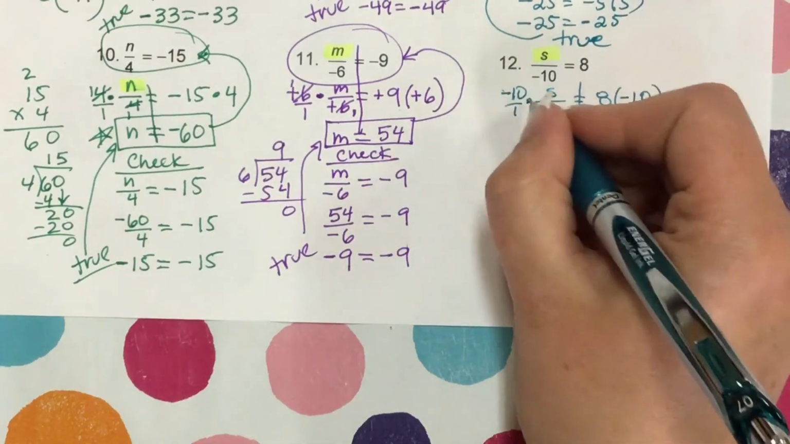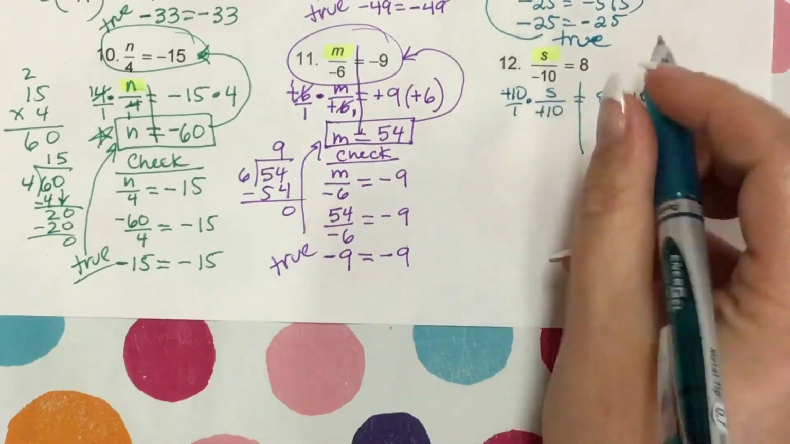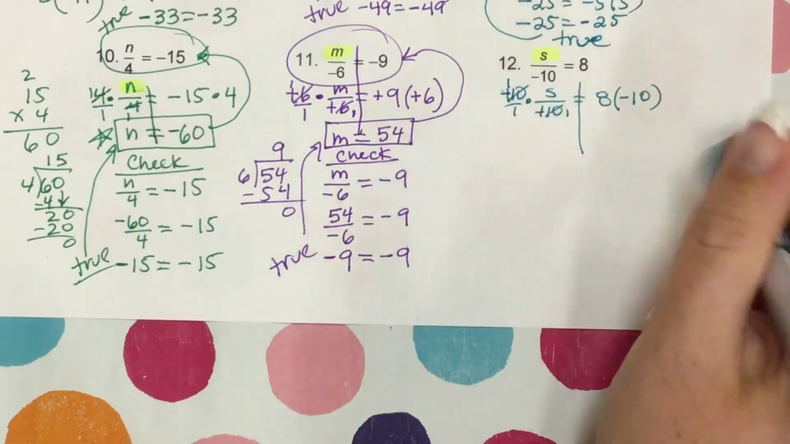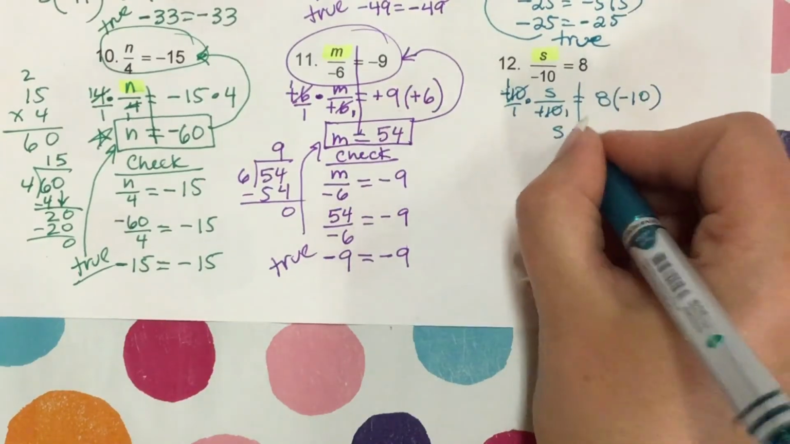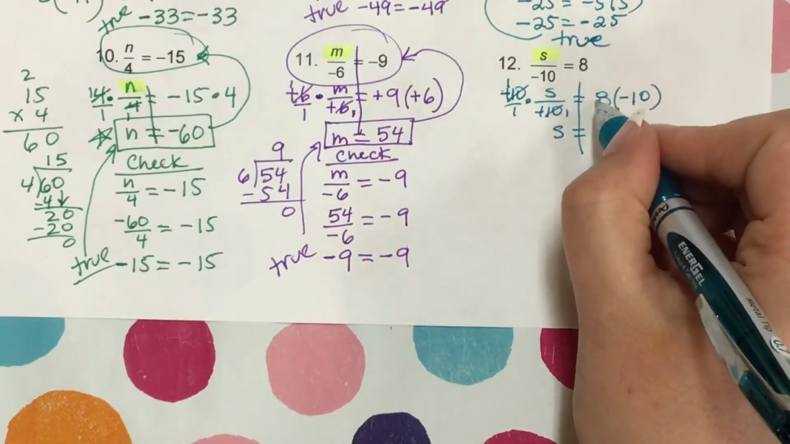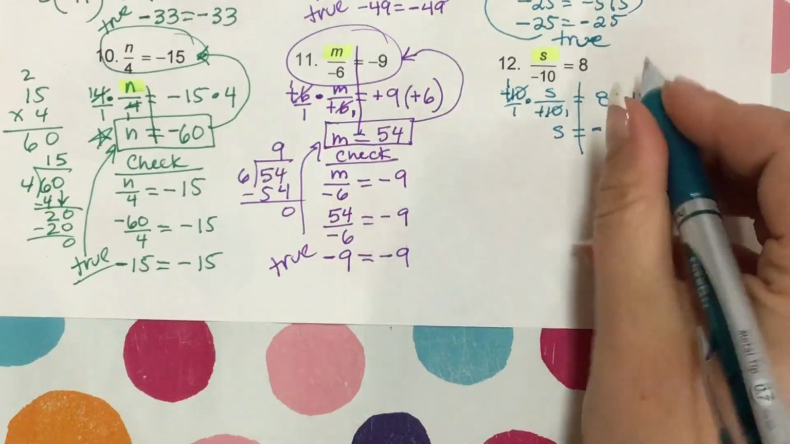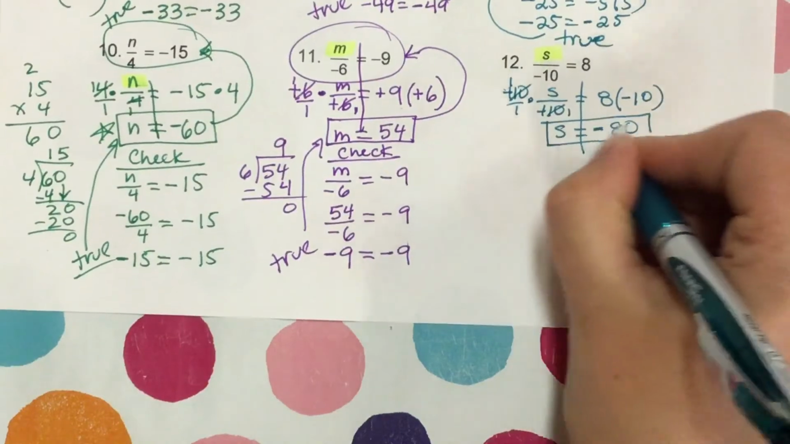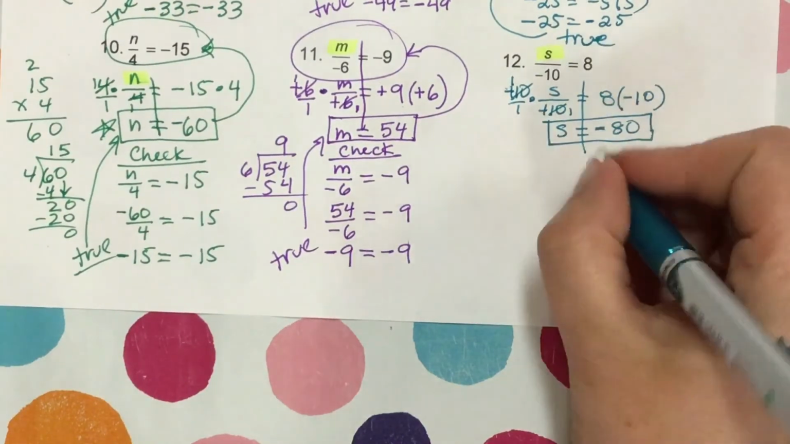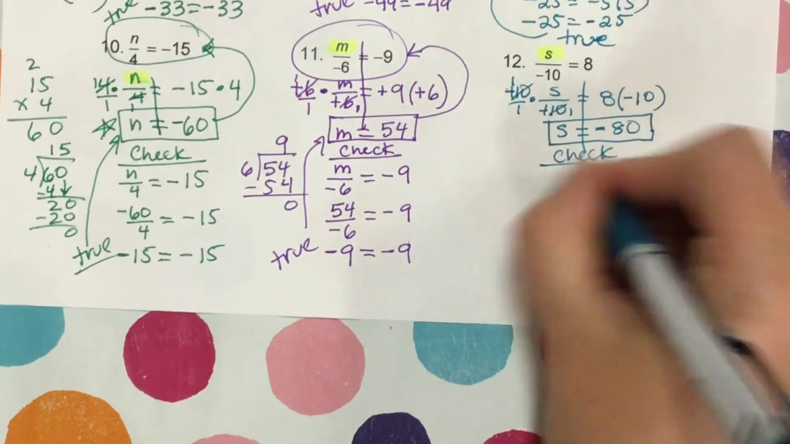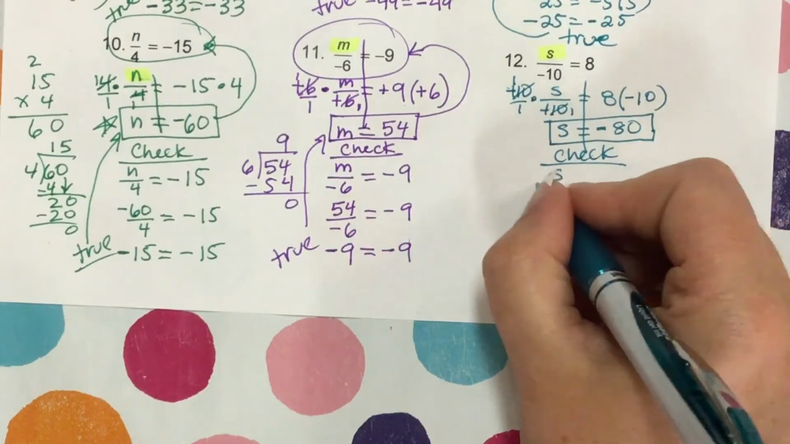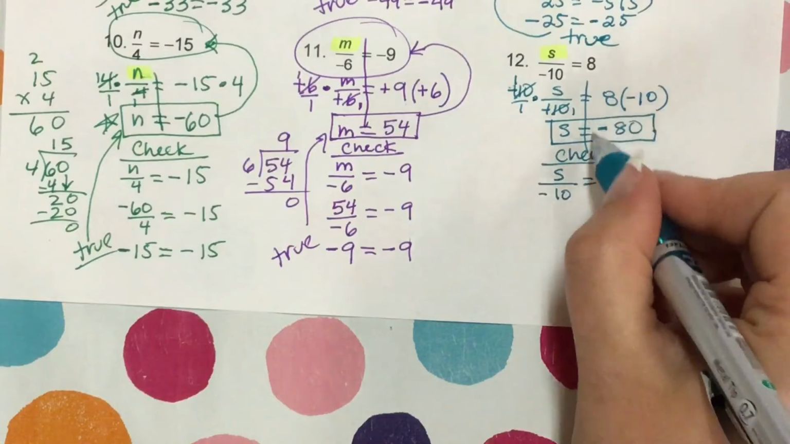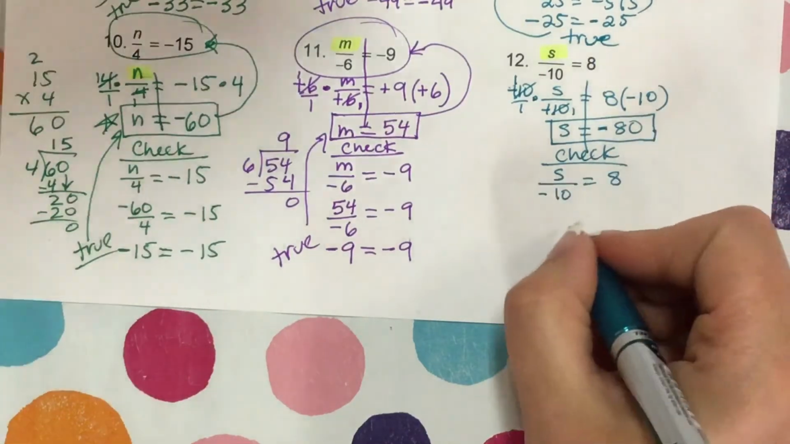So negative times a negative is a positive, and when we do this multiplication, the 10s cancel out and they become 1, and we end up with s on this side. And a positive times a negative is a negative, and 8 times 10 is 80. So our answer for s is s equals negative 80. So we're going to do the check, and we're going to do s divided by negative 10 equals 8. We're going to substitute negative 80 in for s.